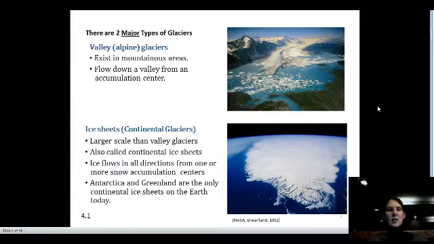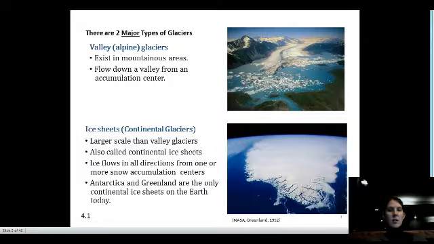When we talk about glaciers, there are actually two major types that we'll refer to. The first are the ones that you're probably more familiar with. These are the valley or alpine glaciers. These exist in mountainous areas and tend to flow down a valley from an accumulation center. Glacier National Park is a region with a number of valley glaciers. Some of the more popular ones up in Banff in Canada, up by Lake Louise, are alpine glaciers.